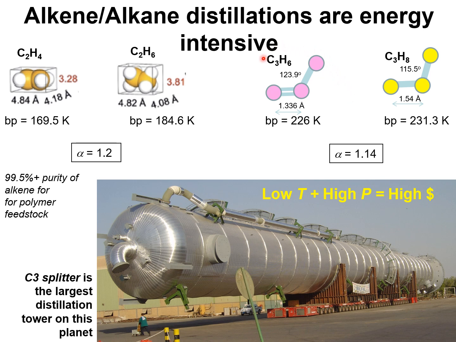For separation of propene from propane, we see that the boiling point differences are about 5 degrees Kelvin, and the relative volatility is only 1.14.